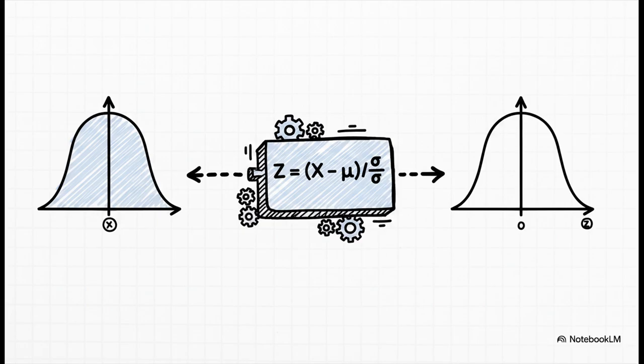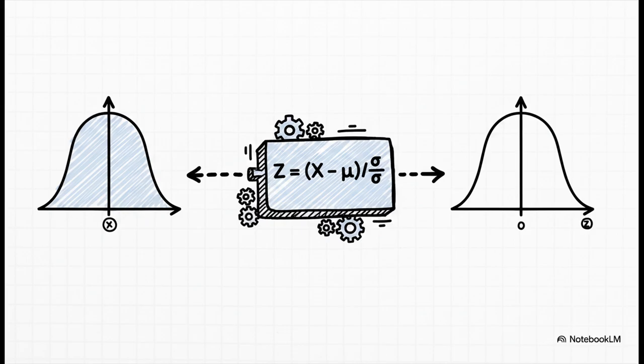This is how we get everything onto that standard scale. Let's walk through it. First, you take your specific value, your score, which is x. You subtract the mean of its distribution, mu. That gives you the raw distance from the average. But the key step is next. You divide that difference by the standard deviation, sigma.